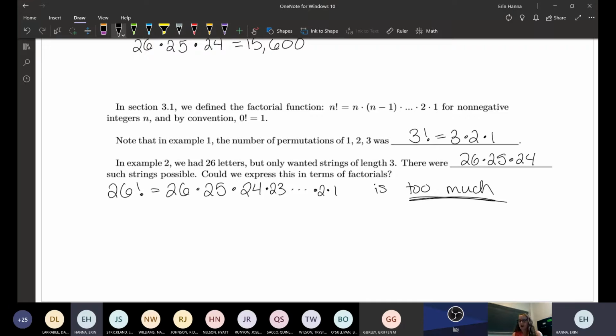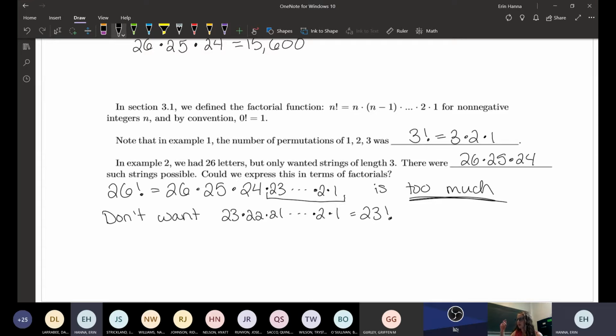But if you think about how much we don't want in that 26 factorial, it's essentially the back piece. So we essentially don't want that 23 times 22 times 21 all the way down to 2 times 1. But that's 23 factorial.